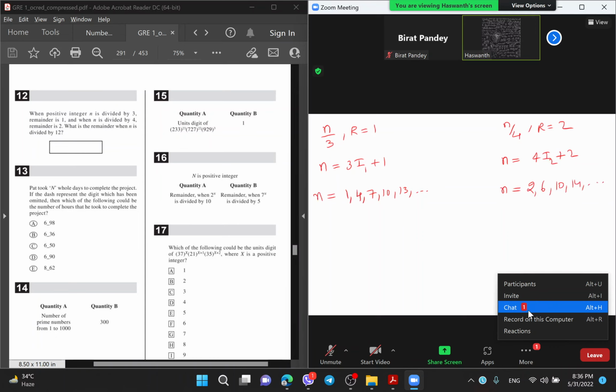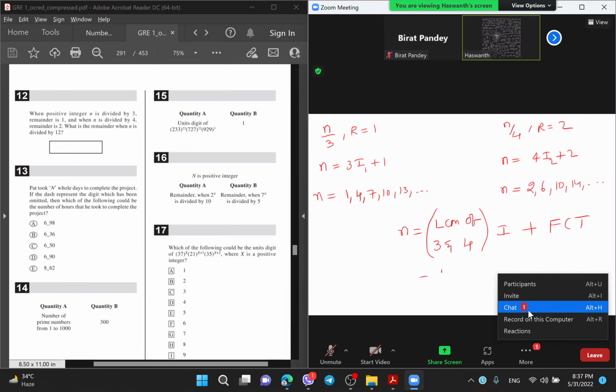Now our value n must satisfy both these conditions. Satisfying both the conditions, values of n will be of the form LCM of the numbers involved, LCM of 3 and 4, into some integer plus the first common term. LCM of 3 and 4 into some integer plus the first common term.